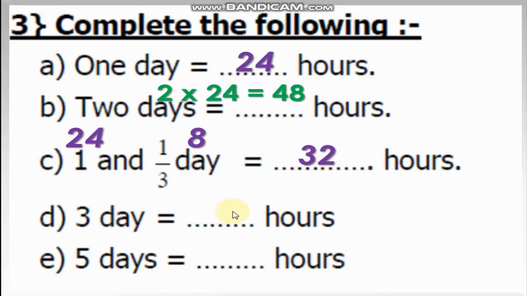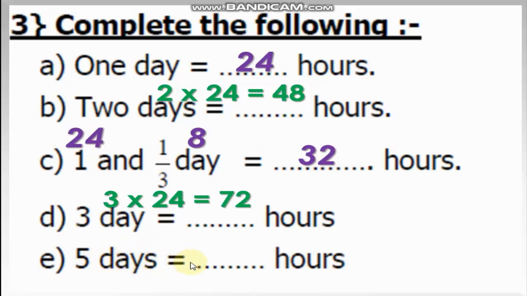3 days equals how many hours? We multiply 3 times 24. So 3 times 4 equals 12. 2 and carry 1. 3 times 2 equals 6. 6 plus 1 equals 7. The result here will be 72 hours.